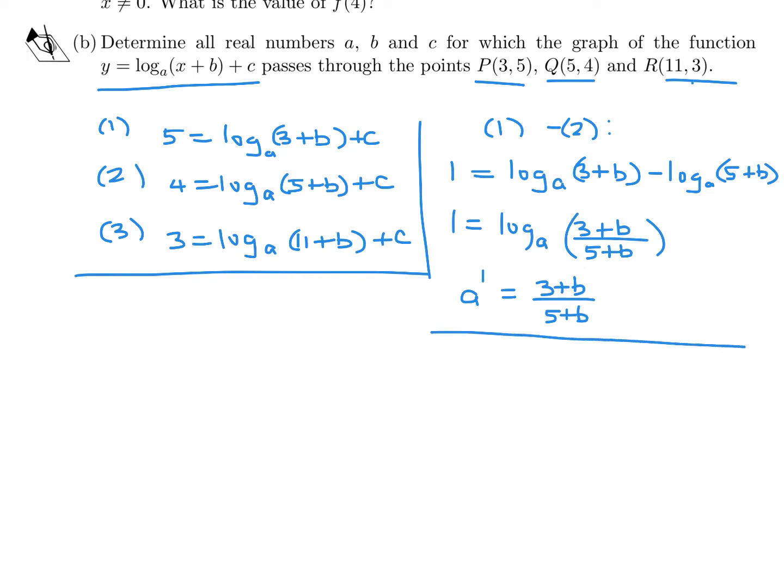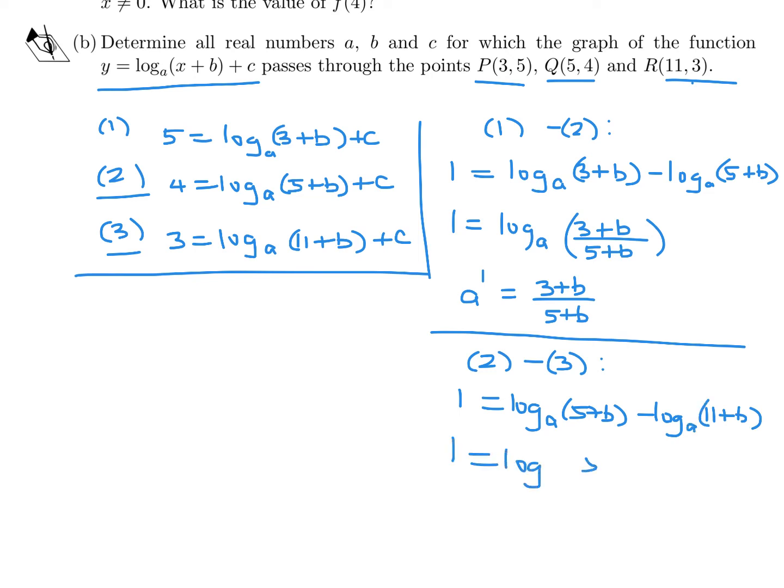Let's do another one. What do you want to do? 2 minus 3, I think that should be good. This equation 2 minus equation 3. That would give me, again, 1 and the log of 5 plus b to the base a minus the log of 11 plus b to the base a, and then the c's cancel. So this is the log of 5 plus b over 11 plus b to the base a. And then again, a to the power of 1 is 5 plus b over 11 plus b.